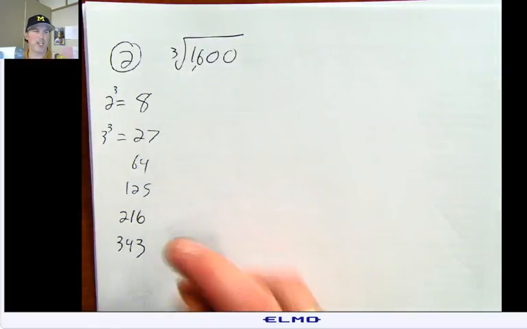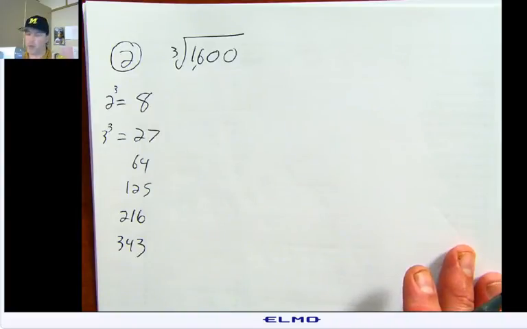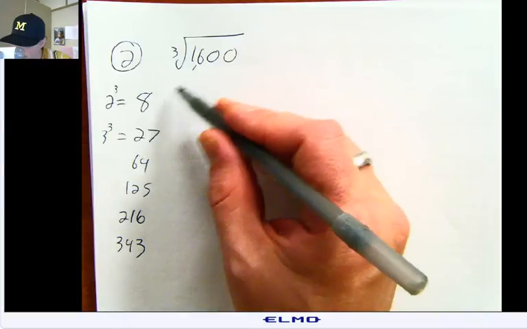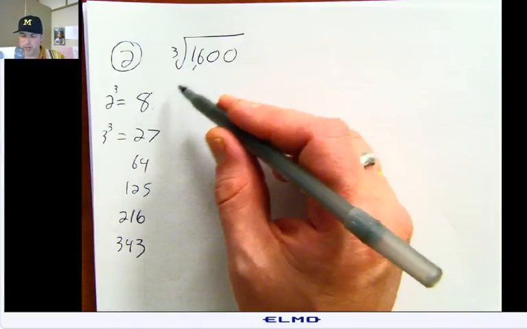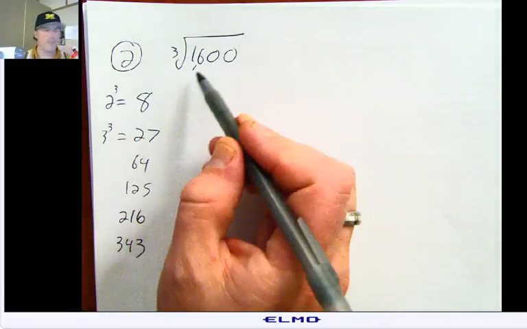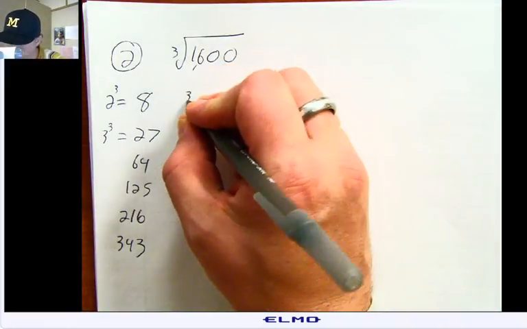This is the list of cube numbers I'm requiring you. Well, not requiring. Yeah, requiring. Well, these are the ones that could show up on a quiz or a test. Anyway, what divides out of this number that we know the cube root of? Well, I know that an 8 divides out of 1600, and that would be 200 times.